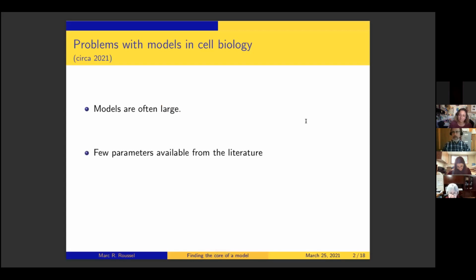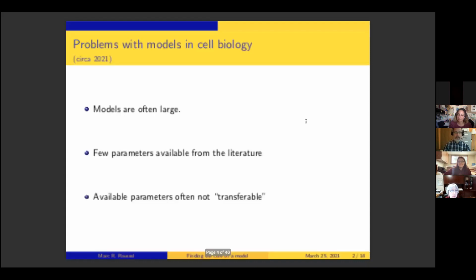But on the other hand, parameters are a problem. I think this has been mentioned once or twice in talks before. There are often not that many measured parameters, rate constants, protein concentrations, never mind things like rates of transcription or translation. Again, there are scattered pieces in the literature, but when you try to work out a specific model in detail, often you find a whole bunch of parameters are just not known. And even worse, even when you can find parameters, they're often not transferable.